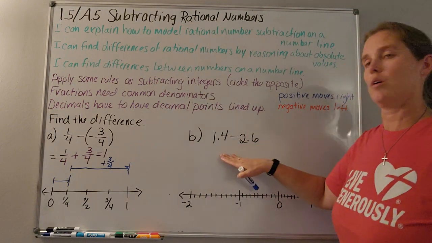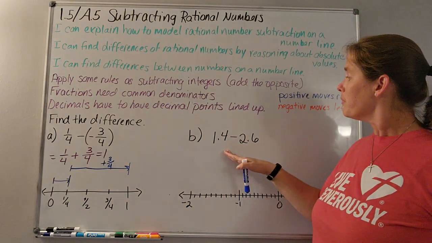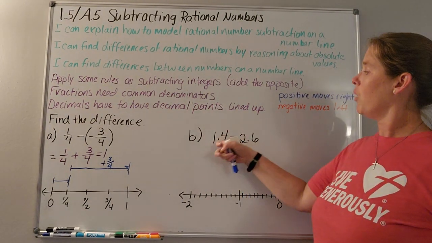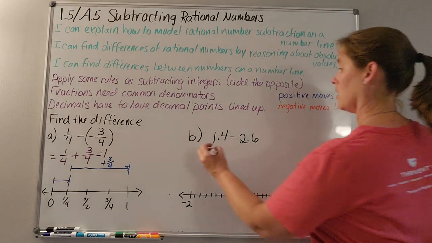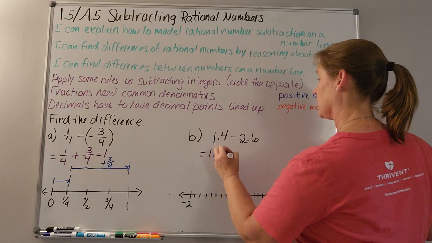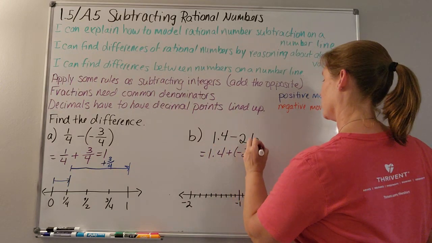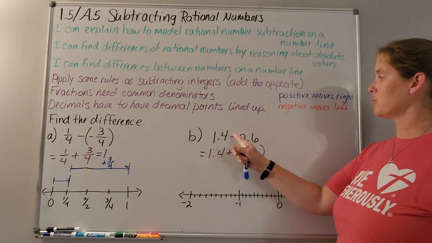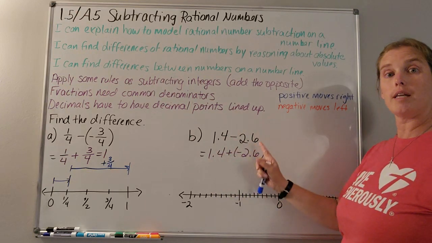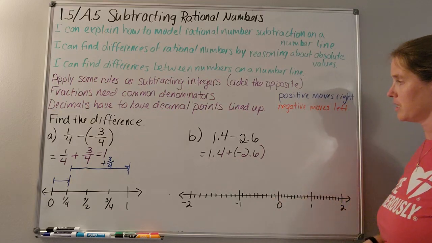Now, let's take a look at this one. It's got decimals. Really, it's not that bad. 1.4 minus 2.6. Let's make it an addition problem. So we're going to have 1.4 plus -2.6. Keep, change, opposite. Keep the first term, change subtraction to addition, write the opposite. So we go to -2.6.